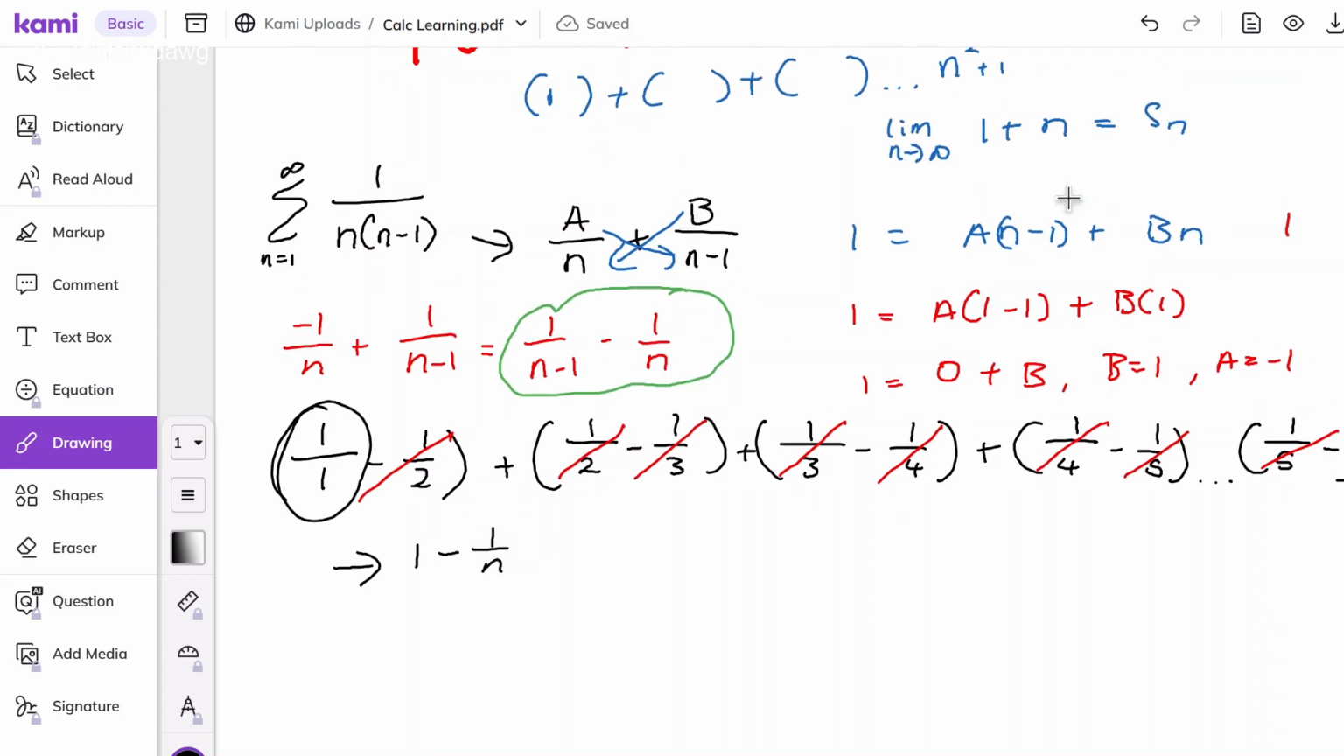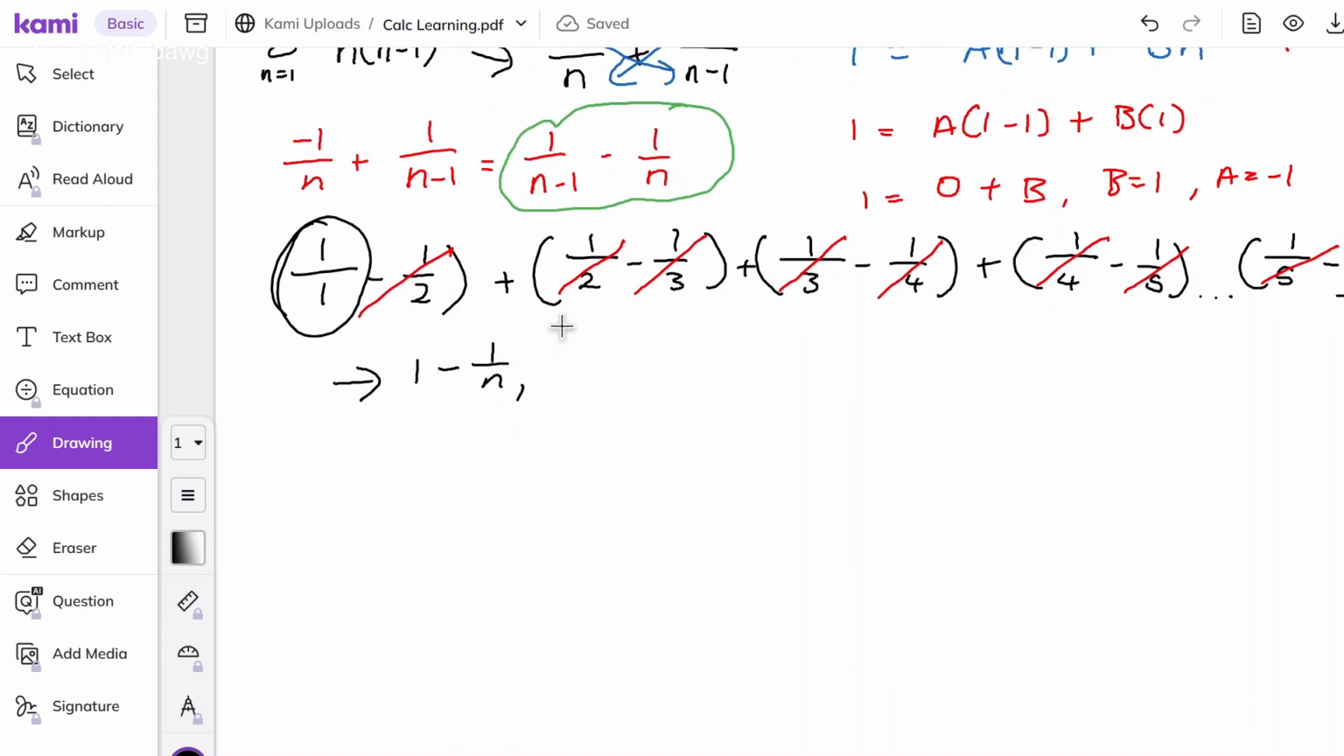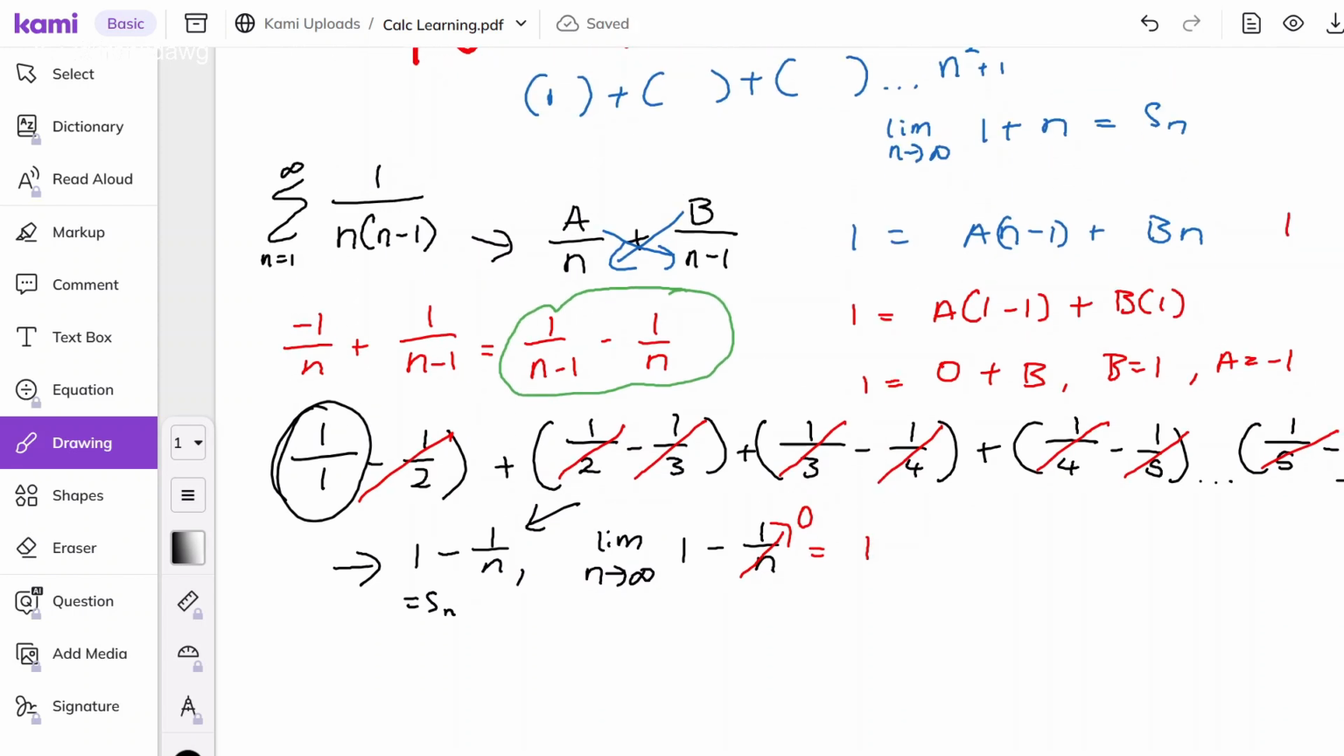If you remember earlier, we take the limit of what the series telescoped into. We take the limit as n goes to infinity of the s of n, 1 minus 1 over n. Since n goes to infinity, the denominator gets really large, so 1 over n goes to 0 and you're just left with 1. So overall, the series does converge, and you can see it converges to 1, which is the sum.